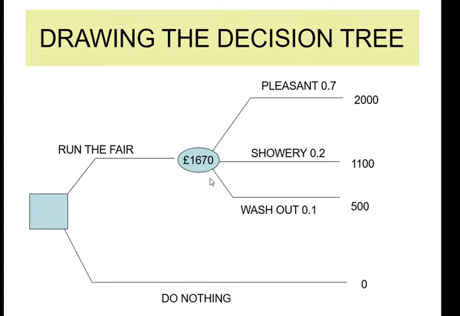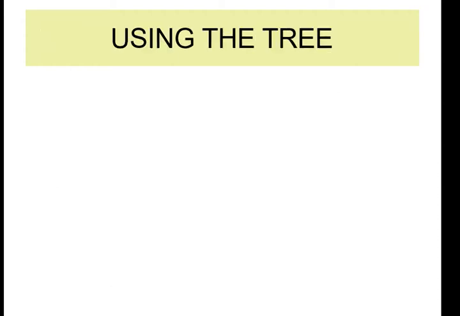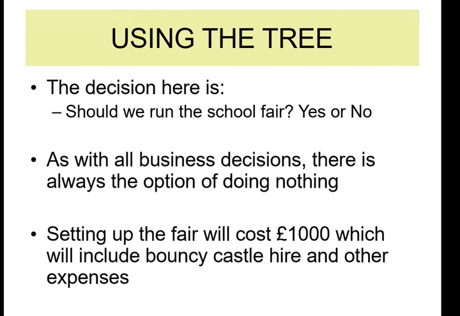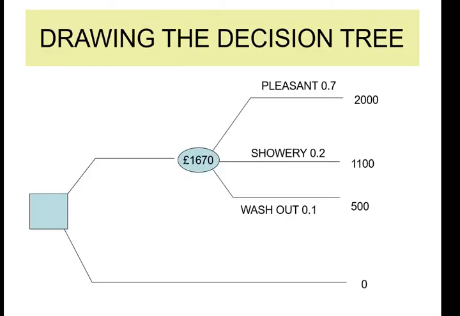What would we rather do? Our decision is, should we run the fair or should we do nothing? Well, there's always the option of doing nothing. I must tell you that setting up the fair would cost £1,000, and that's going to include the bouncy castle hire and some other expenses. So going back to our decision tree, what we should do is write the cost of running the fair down here, and then we can write the profit, or the net gain as it's often called, which is this minus this, just by the square.